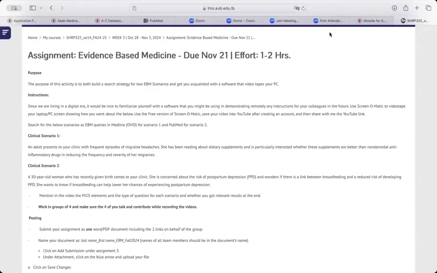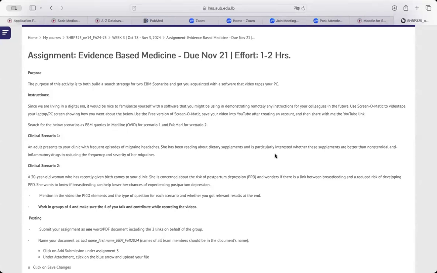So moving on to the second scenario, we are in an OBGYN clinic. I'm Dima Khreis and my colleague Amal Chehade, and we have a 30-year-old woman who has recently given birth coming to our clinic, and she's concerned about the risk of postpartum depression and wondering if there is a link between breastfeeding and a reduced risk of developing postpartum depression. So she wants to know if breastfeeding can help lower her chances of experiencing postpartum depression.